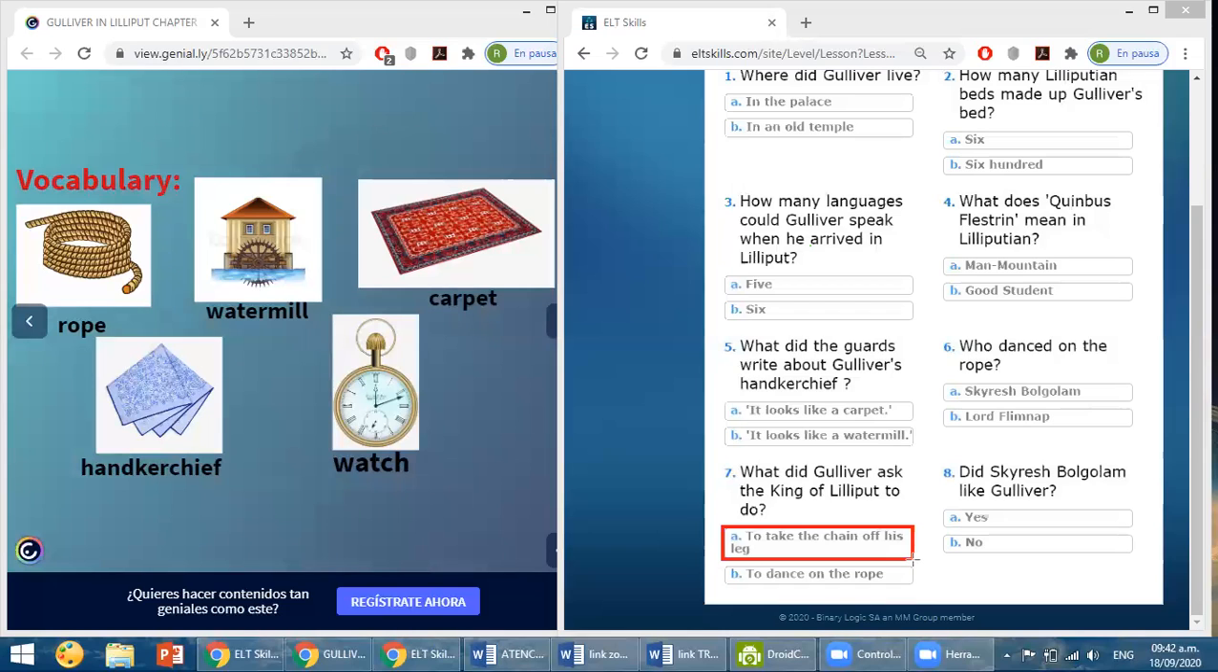And finally, did Skyresh Bolgolam like Gulliver? No. No, teacher, he didn't like Gulliver. He says Gulliver is very dangerous. He's a bad person. He will kill us. Yes, Diego. Very good. He says that. Good. Complete, please, activity B. Now, activity C also is for you, okay? Activity C.